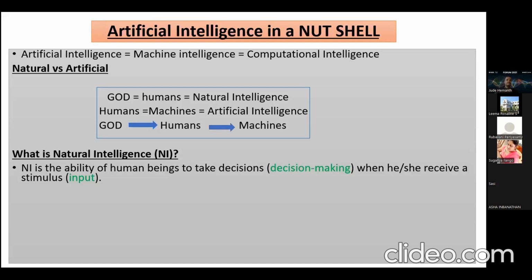So simply, whenever I receive a stimulus or an input, I am going to make a decision. Whenever we say decision, it is not about where to study, which job to go for, where to buy a house or whom to marry. It's not like that. Each and every decision you take.